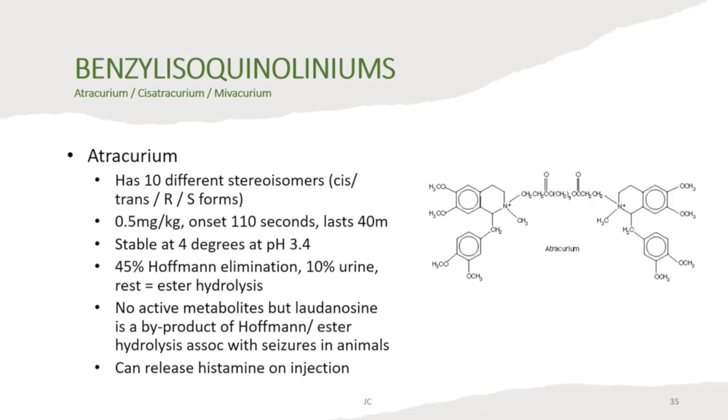The intubating dose is 0.5 mg per kg with an onset of 110 seconds, lasting about 40 minutes. What's unique about this drug is it undergoes Hofmann elimination, which is temperature and pH dependent. 45% of the drug goes through this pathway, 10% passes into the urine, and the rest of it undergoes ester hydrolysis. While there are no active metabolites, the ester hydrolysis and the Hofmann elimination produce a chemical known as laudanosine.